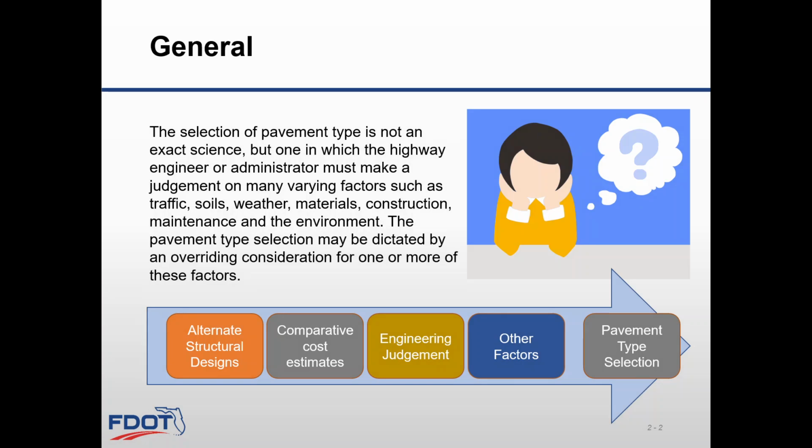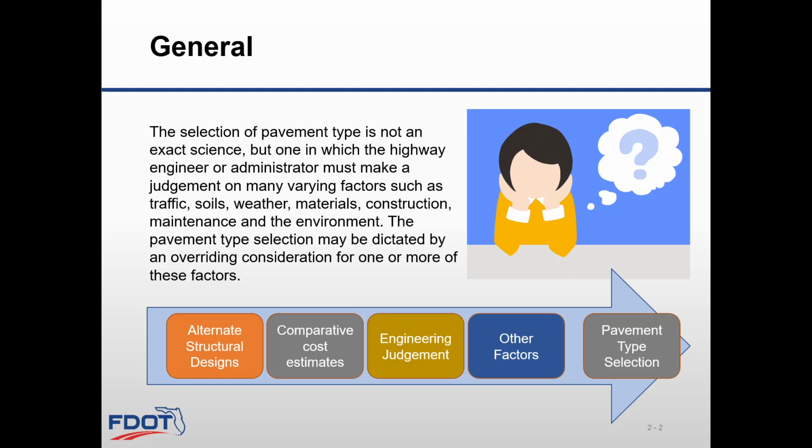Chapter 3 of the Pavement Type Selection Manual was printed with the permission of the American Association of State Highway Transportation Officials, AASHTO. For the selection of the pavement type, there is no exact science. The highway engineer or administrator does not have at their disposal an absolute or undisputable method for determining the type of pavement which should be selected for a given set of conditions.